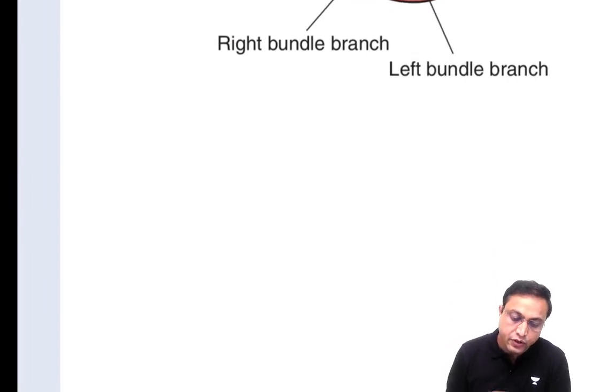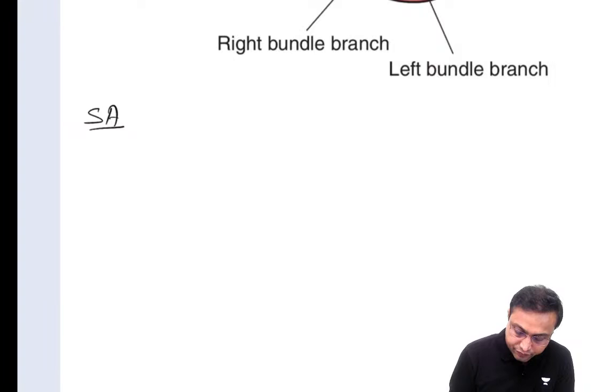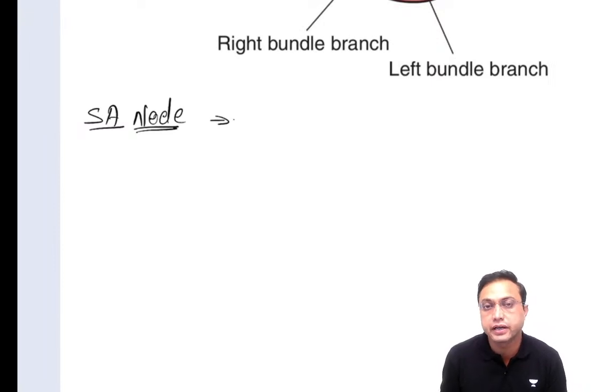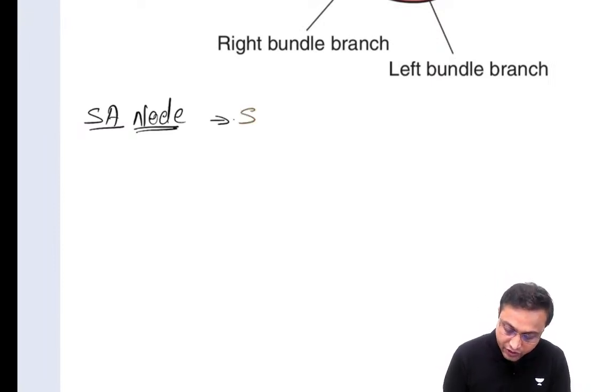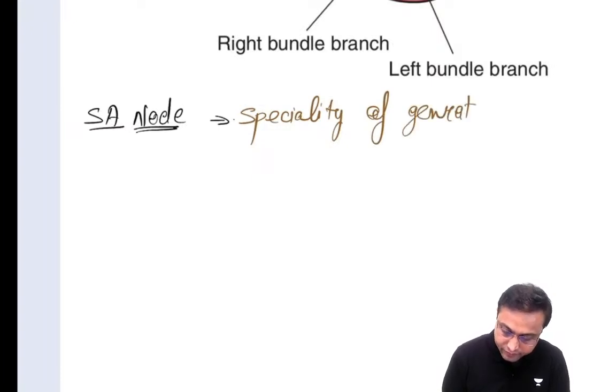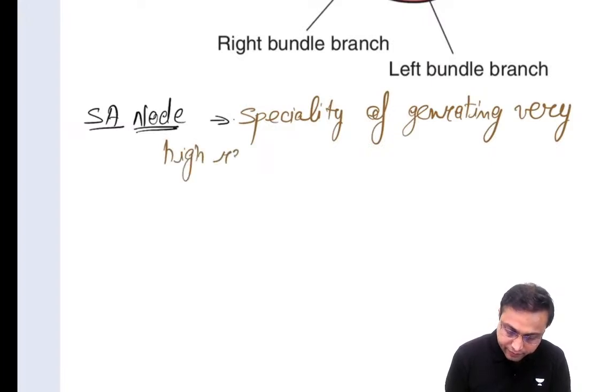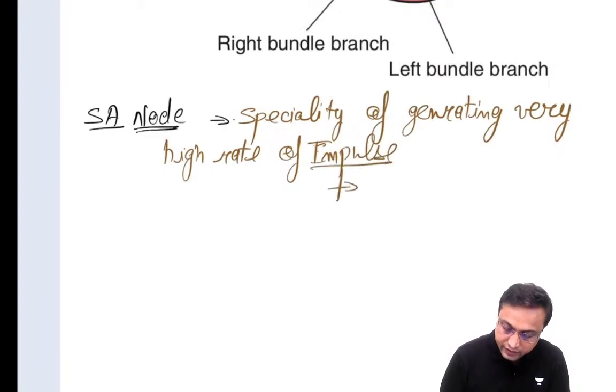Now, why are they the specialized part of the myocardium? Let's understand this. The SA node has a specialty, and what specialty does it have? It has a specialty of generating a very high rate of impulses. And particularly, my dear friend, these impulses are produced spontaneously.